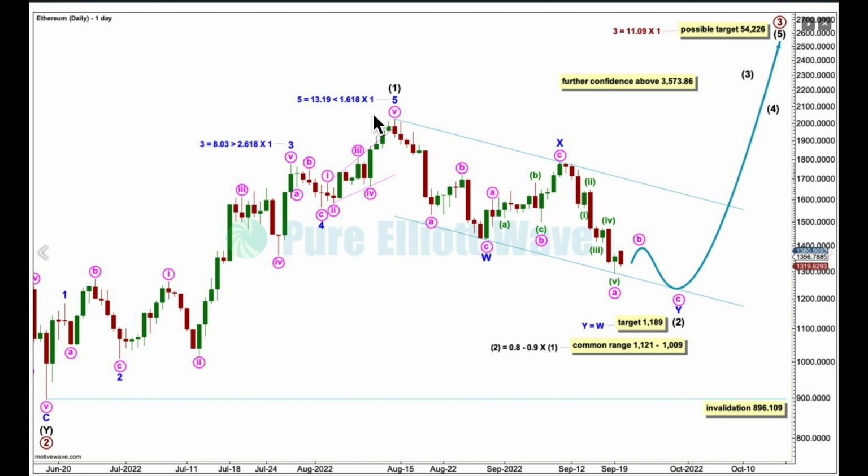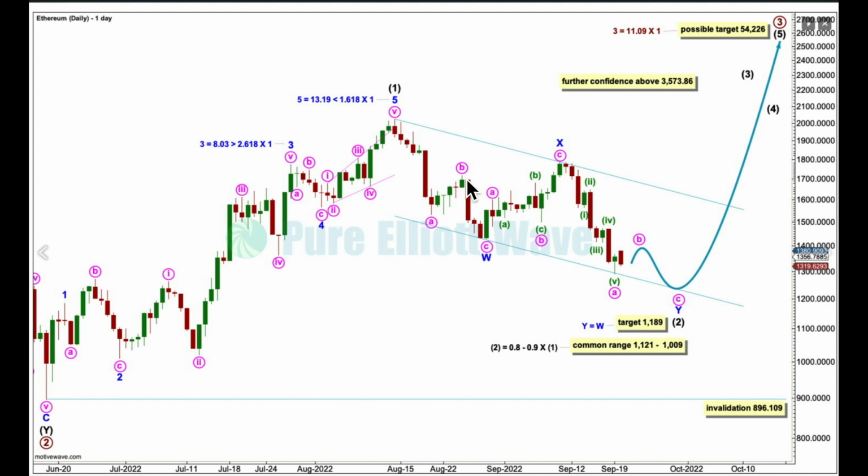This all fits perfectly. There's alternation between the zigzag and this expanded flat, and minor 4 is more brief. Minor 2 is somewhat more time consuming. That's really common for cryptocurrencies to have a fourth wave that is less in duration than the second wave, but the proportions all still look good. Ethereum does produce beautiful looking Elliott wave structures. This is really satisfying analytically. Okay, enough of the geeking.